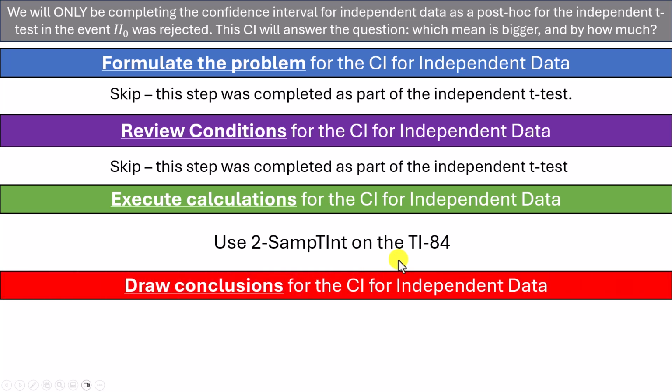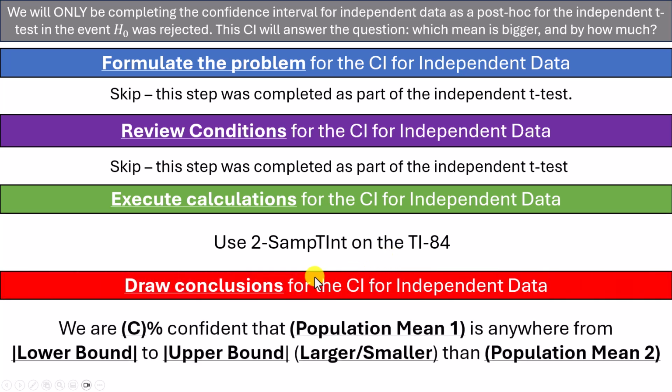As far as drawing conclusions, we will be using the same template that we have used in other confidence intervals. We are C% confident that population mean 1 is anywhere from the lower bound to the upper bound either larger or smaller than the second population mean. We will always use the positive versions of the lower and upper bounds because the word either larger or smaller will be dealing with the possible positive versus negative sign.